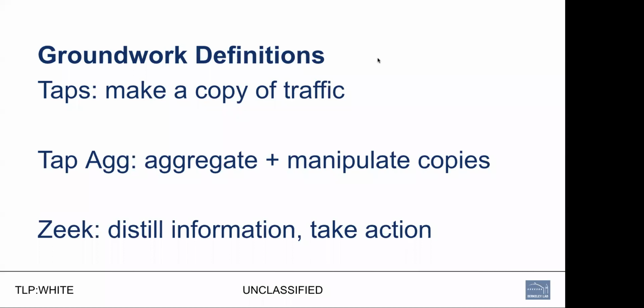So some groundwork definitions. I'm going to be talking about taps, tap ag, and Zeek. Taps, largely you can think of it as a way of getting copies of traffic out of your network. Tap aggregation, like it sounds, is aggregating and manipulating that copy of traffic. And then Zeek is an intrusion detection system, but it's actually more than that. It's a framework for working with traffic and distilling down information, so you're not just looking at raw packet captures. And because it is a framework, you can write policy and have it take actions on traffic and alerts.